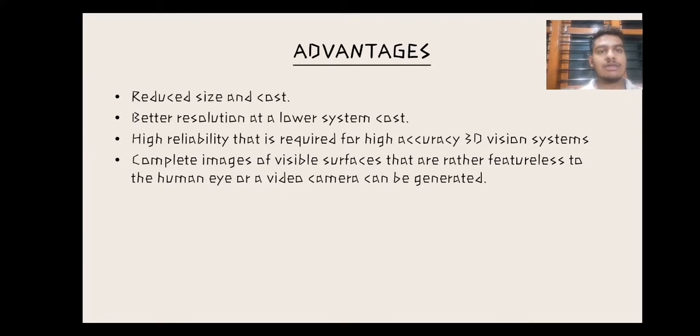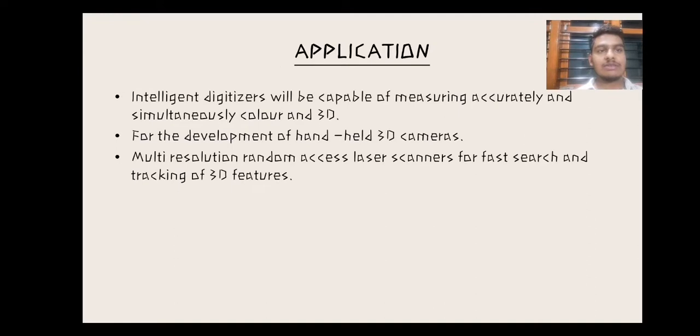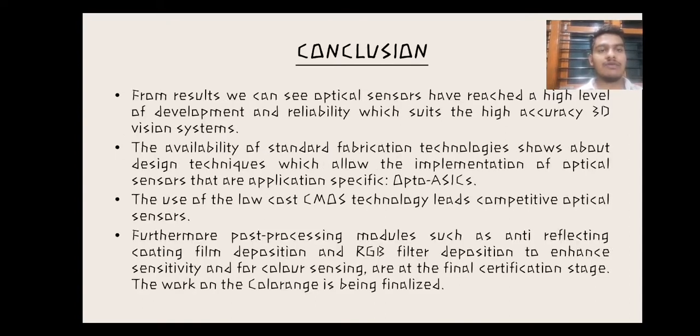These are the advantages: it reduces the size and cost, better resolution at a lower system cost, high reliability that is required for high accuracy 3D vision systems, and complete images of visible surfaces that are rather featureless to the human eye or video camera can be generated. The disadvantage is that the elimination of all stray light in an optical system requires sophisticated techniques. These are the applications: intelligent digitizers will be capable of measuring accurately and simultaneously color and 3D for the development of handheld 3D cameras, and multi-resolution random access laser scanners for fast search and tracking of 3D features.